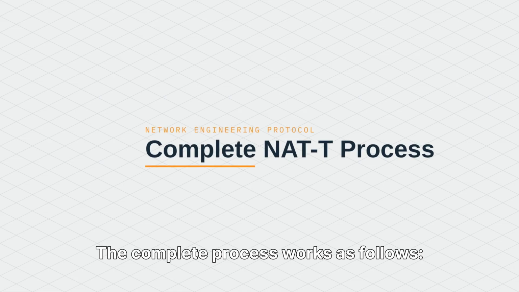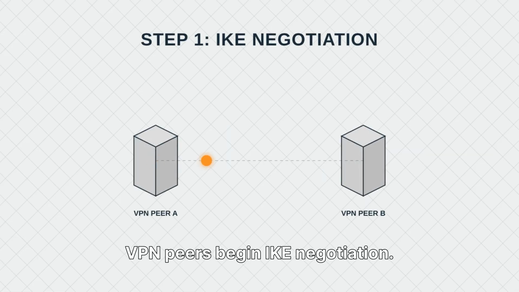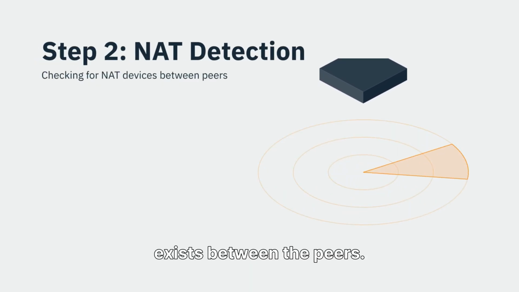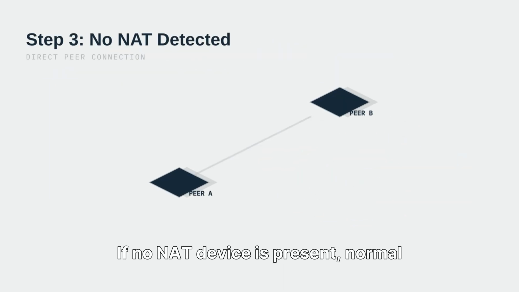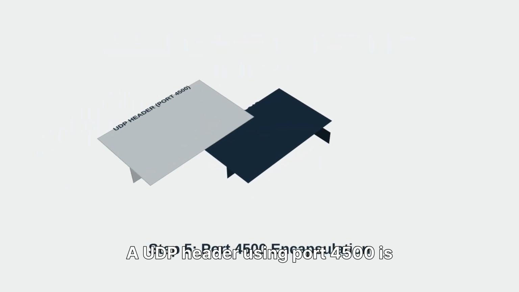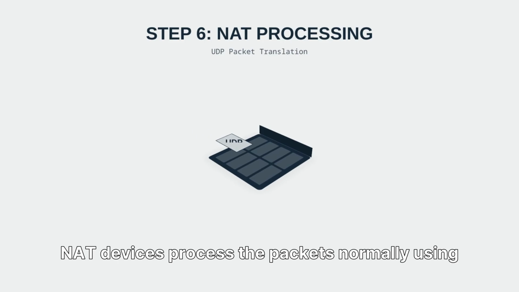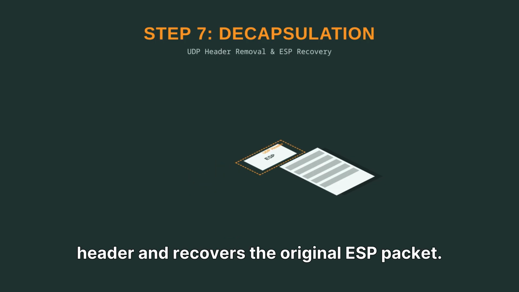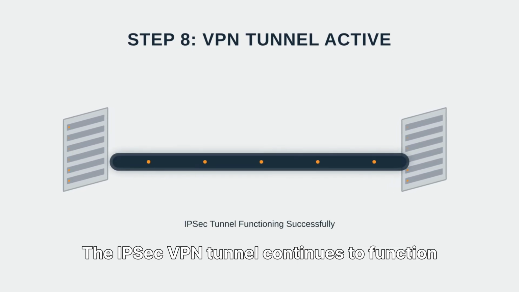The complete process works as follows. 1. VPN peers begin IKE negotiation. 2. NAT detection checks whether a NAT device exists between the peers. 3. If no NAT device is present, normal ESP traffic is used. 4. If a NAT device is detected, NAT Traversal is enabled. 5. A UDP header using port 4500 is added in front of every ESP packet. 6. NAT devices process the packets normally using UDP information. 7. The receiving VPN peer removes the UDP header and recovers the original ESP packet. 8. The IPSec VPN tunnel continues to function successfully.